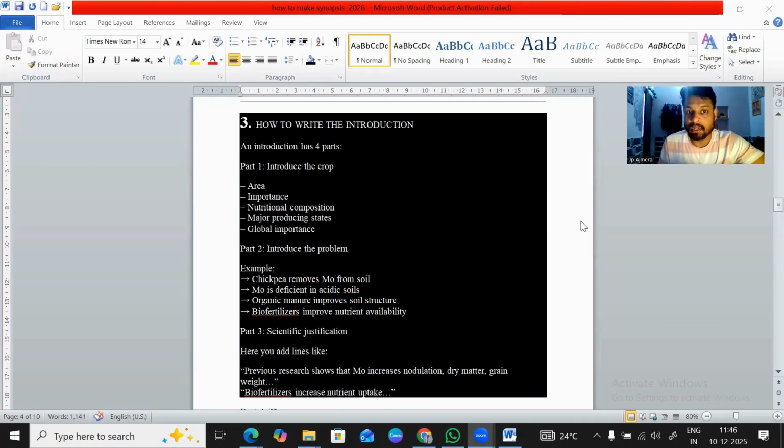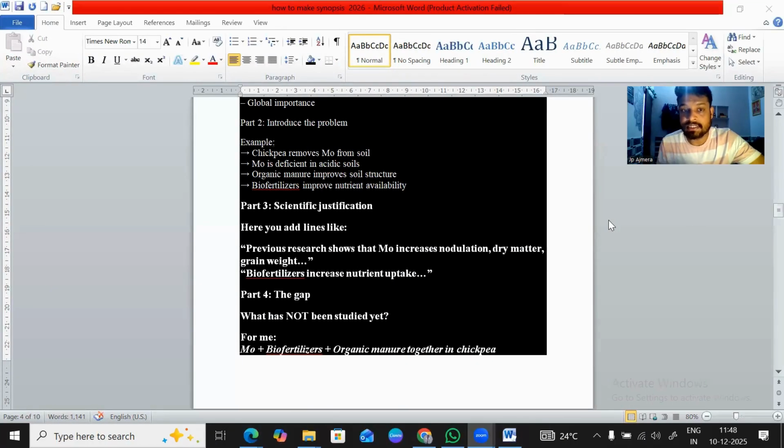Topic number three, how to write the introduction of your synopsis. An introduction has 4 parts according to me. First part is to introduce the crop, in which you can keep in mind area, importance, nutritional composition, major producing states, and global importance. Part number two, introduce the problem that is related to the crop. Chickpea removes molybdenum from the soil. Molybdenum is deficient in acidic soil. Organic manure improves the soil structure. Biofertilizer improves nutrient availability.